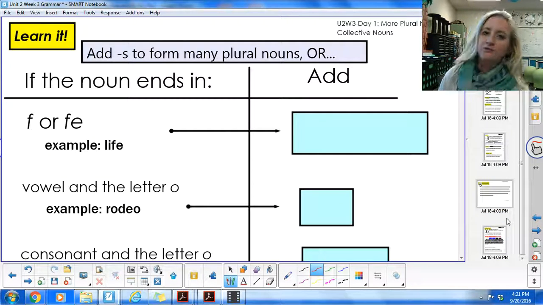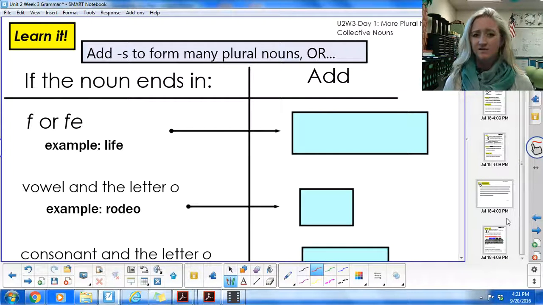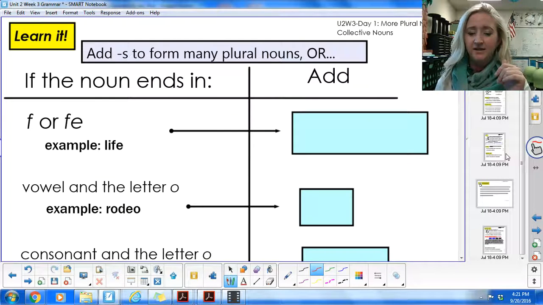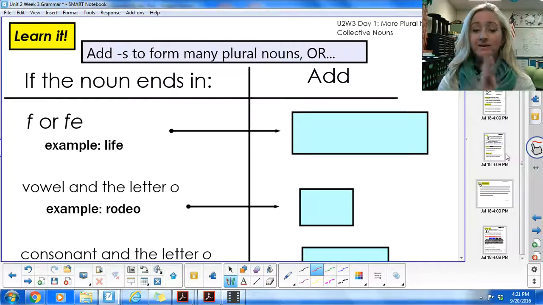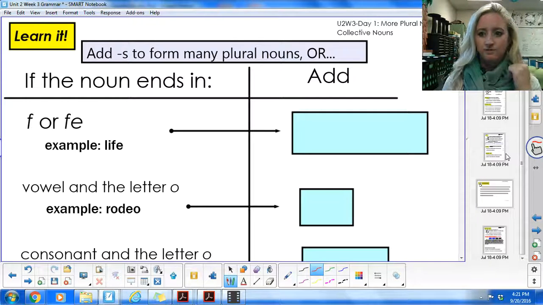Unit 2, Week 3 has some more plural nouns for you. It also has these things called collective nouns. And on the third page of your packet, we're going to get to appositives, which will help you in your writing. So let's get started. Plural nouns.